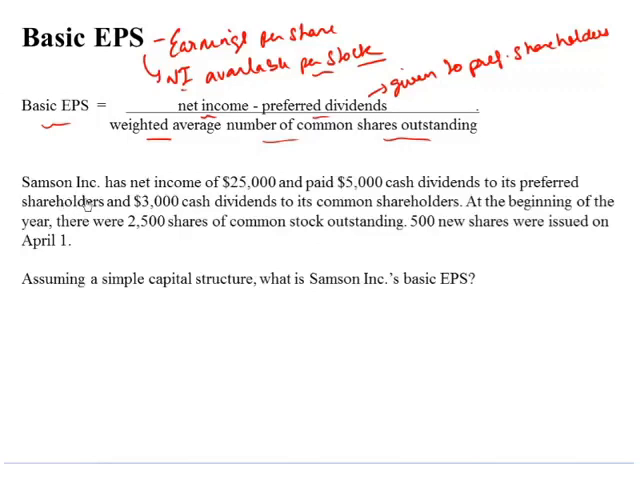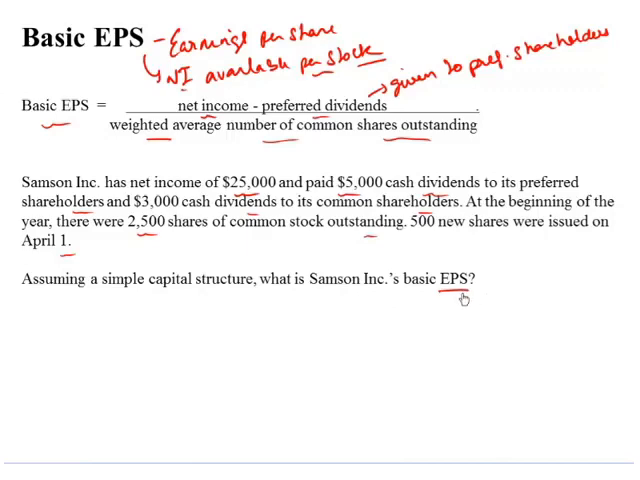Samsung Incorporated has a net income of $25,000 and paid $5,000 cash dividends to its preferred shareholders and $3,000 cash dividends to its common shareholders. At the beginning of the year, there were 2,500 shares of common stock outstanding. 500 new shares were issued on April 1. Assuming a simple capital structure, what is Samsung Incorporated's basic EPS?